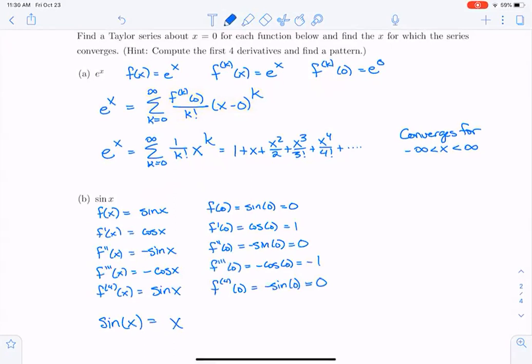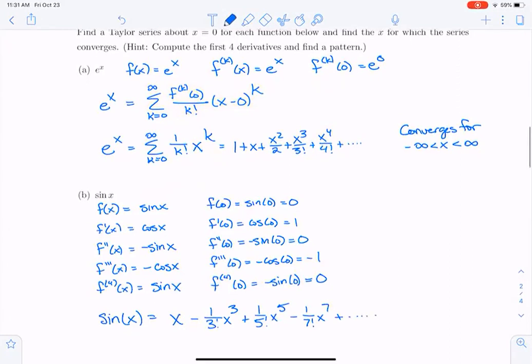The next term is 0. Then we're going to get a -1 over 3 factorial x cubed. And then the next term is 0. And then we get a +1 over 5 factorial x to the 5th. The next term is 0. Then we get a -1 over 7 factorial x to the 7th. The next term is 0. And then this pattern continues on.